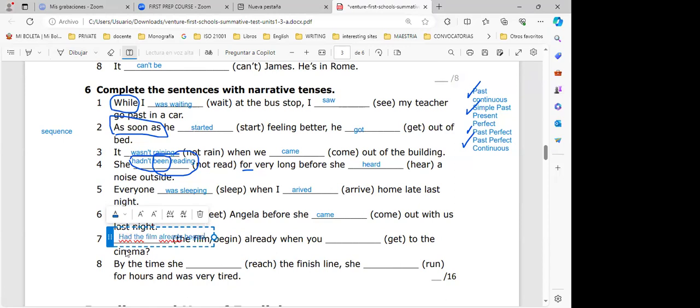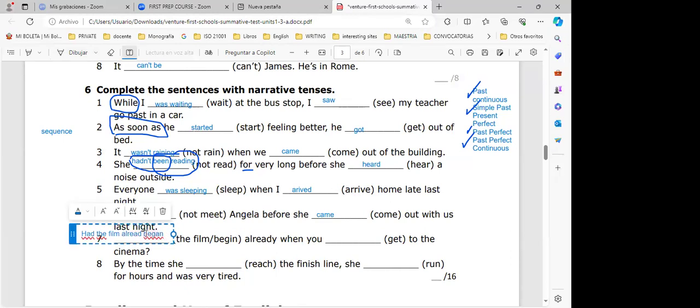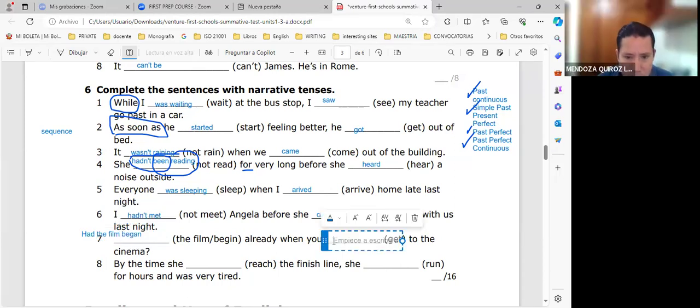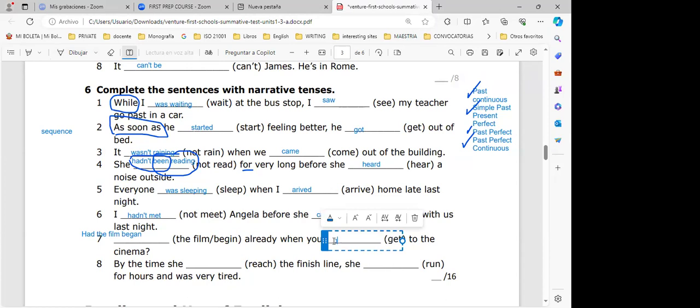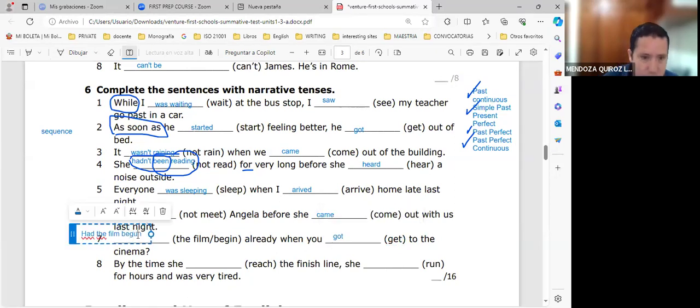Oh yeah, had the film begun already, no? Yeah. Kind of confused. When you go to the cinema. When you go. Excellent. That's it. Past perfect. And here there is a mistake, no? It's begun. Had the film already begun, no? When you got to the cinema.